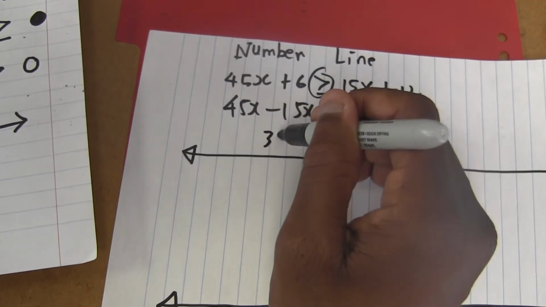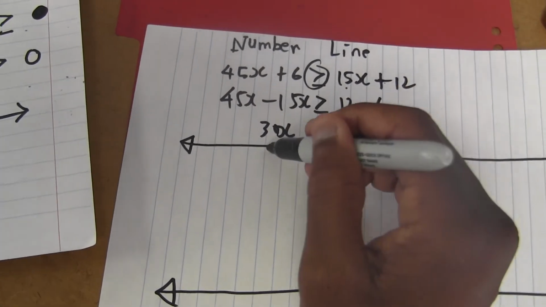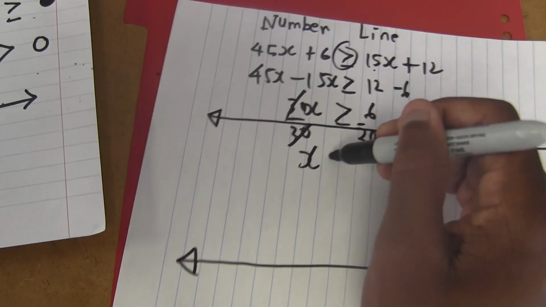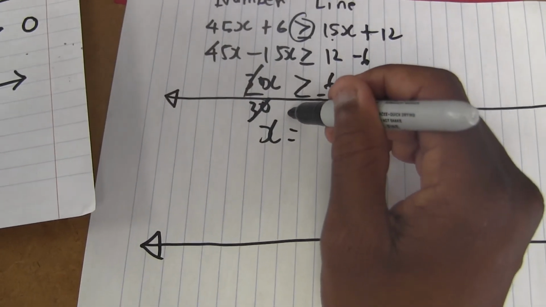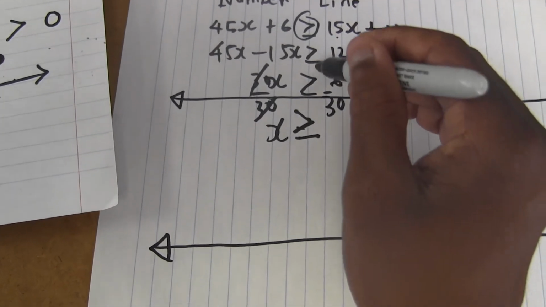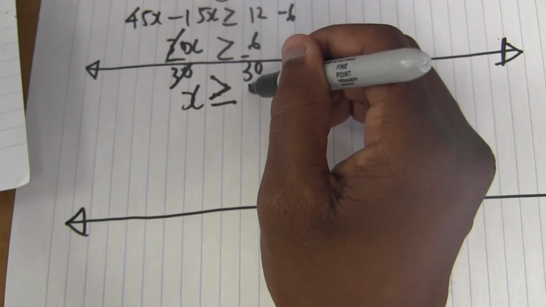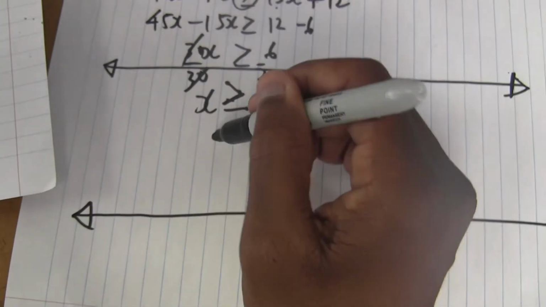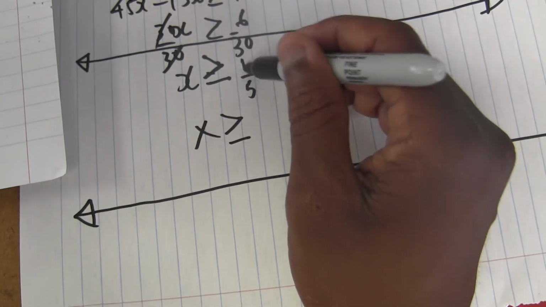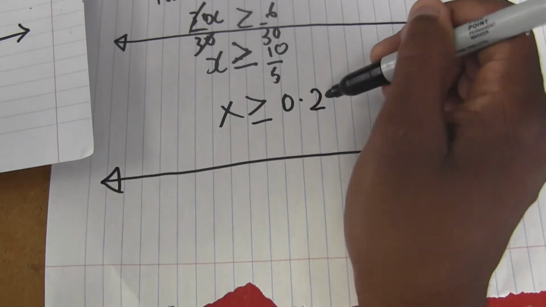so 45x minus 15x is greater or equal to 12 minus 6, because the 6 goes over, so now this 15 comes here. 45 minus 15 equals 30x, greater or equal to 12 minus 6 equals 6, divided by 30, divided by 30. This and this go, so x is greater or equal. And remember, since you divided by a positive, you don't have to change the direction of the inequality. So now this is going to be 1 over 5. If you want to put it in decimal, 1 over 5 means 0.2 to the right.